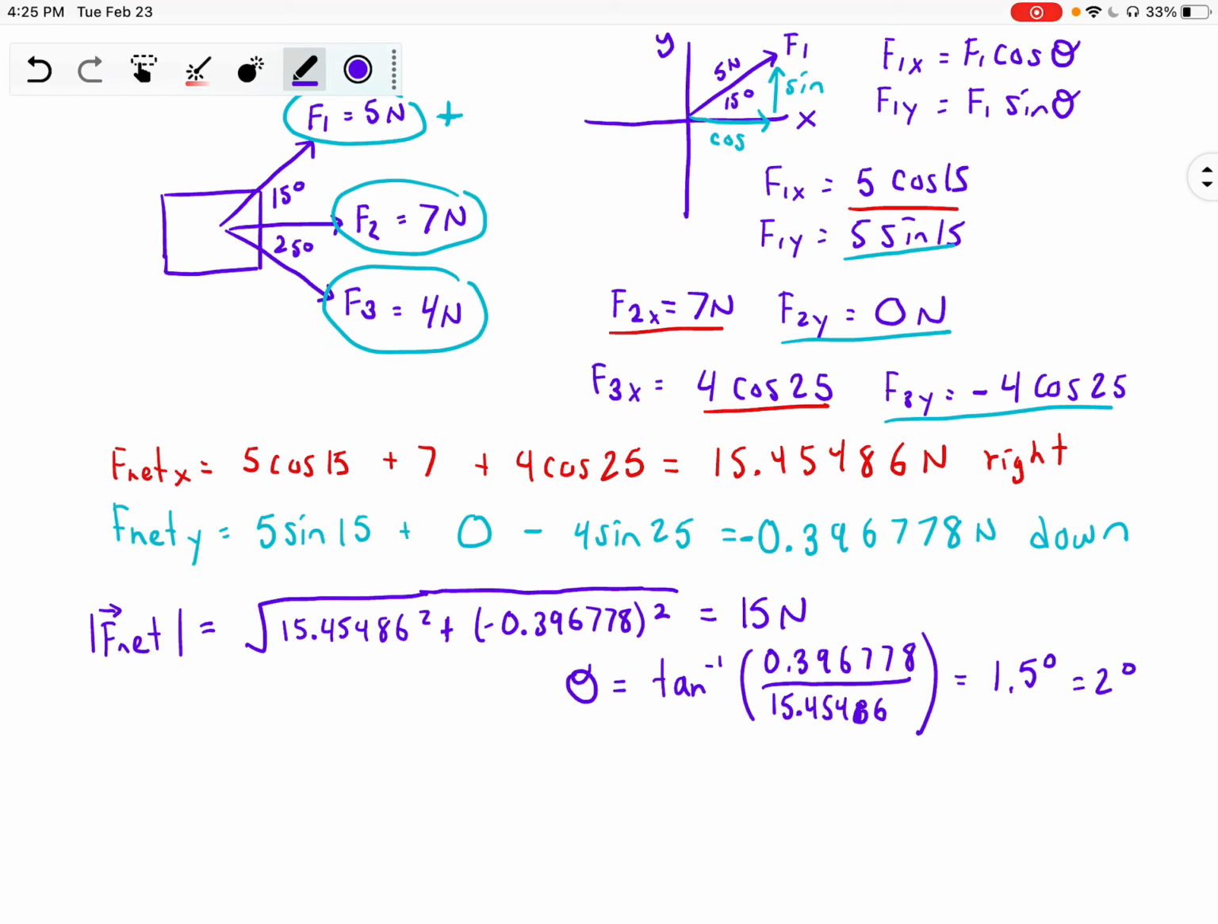And then in terms of direction, if I don't give you compass directions in a problem, instead of writing it in terms of compass directions, like south of east, you can write below the horizontal. Which is a better way to describe a direction in the case where you don't have compass directions. So the net force is 15 newtons at an angle of 2 degrees below the horizontal.